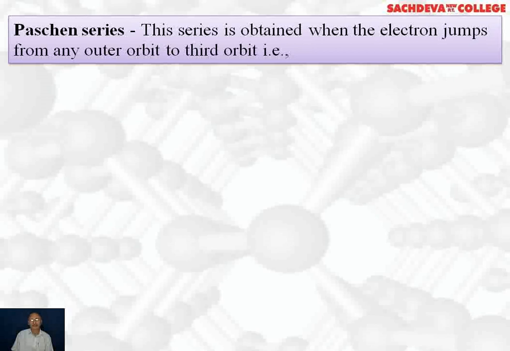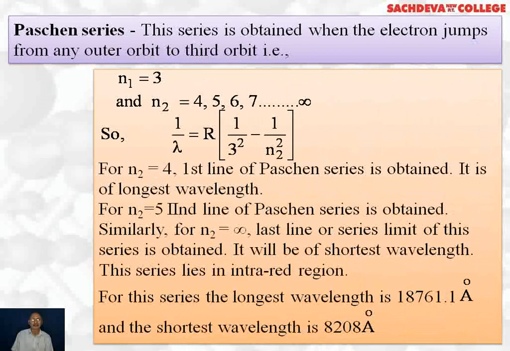Next, we are taking Paschen series. This series is obtained when the electron jumps from any outer orbit to the third orbit. That is, n1 is equal to 3, which will remain fixed. n2 will be 4, 5, 6, 7 up to infinity. Formula will become 1 over lambda is equal to Rydberg constant into 1 over 3 square minus 1 over n2 square. For n2 is equal to 4, first line of Paschen series is obtained. It is of longest wavelength and lowest energy. For n2 is equal to 5, second line of Paschen series is obtained. Similarly, for n2 is equal to infinity, last line or series limit of this series is obtained. It will be of shortest wavelength and highest energy.